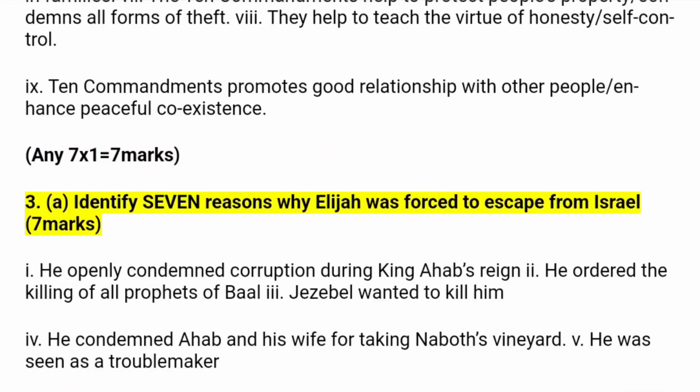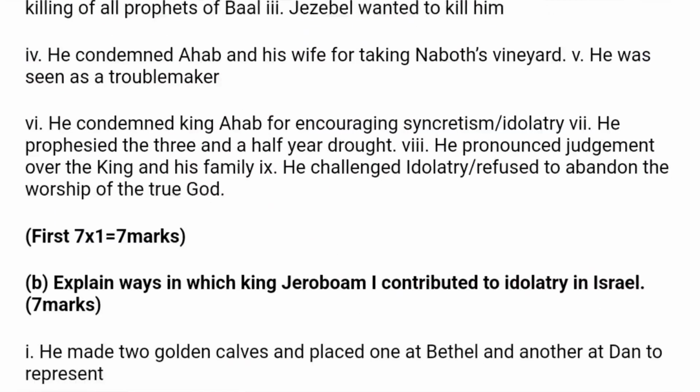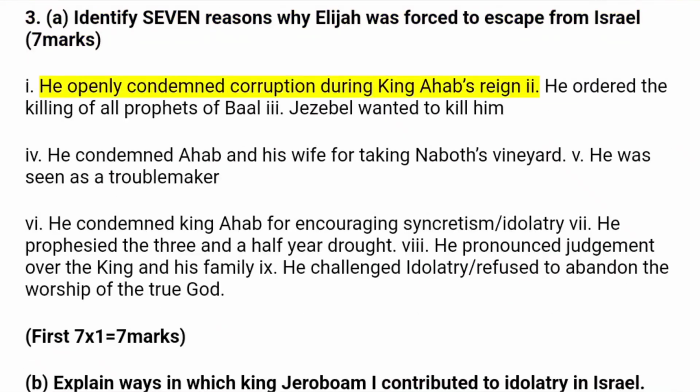3. A. Identify 7 reasons why Elijah was forced to escape from Israel. 7 marks. 1. He openly condemned corruption during King Ahab's reign. 2. He ordered the killing of all prophets of Baal. 3. Jezebel wanted to kill him. 4. He condemned Ahab and his wife for taking Naboth's vineyard.